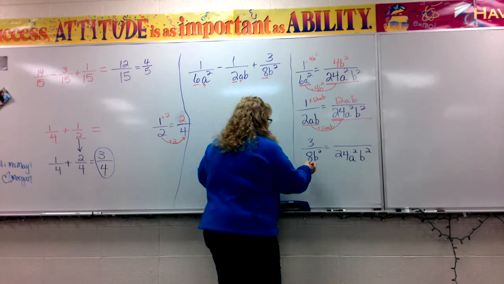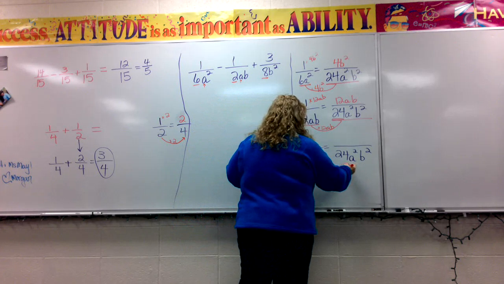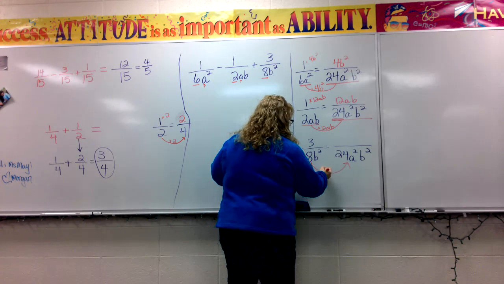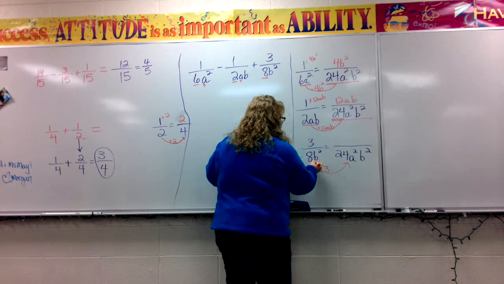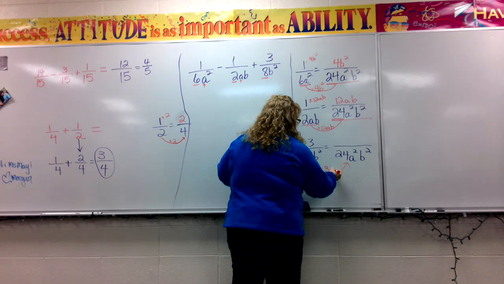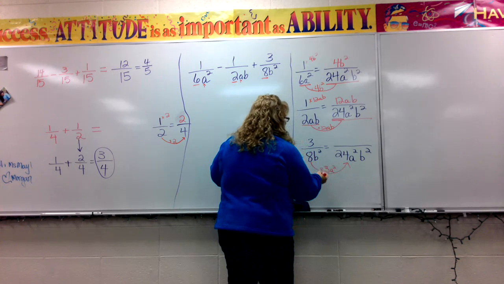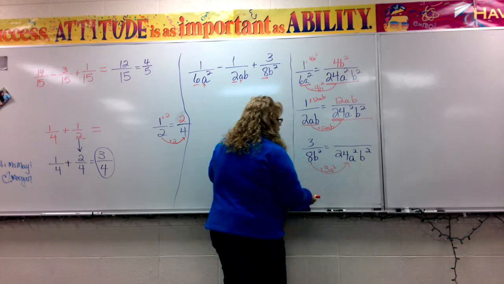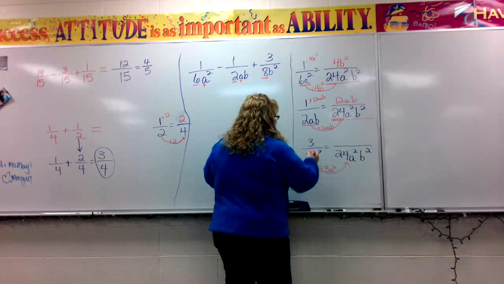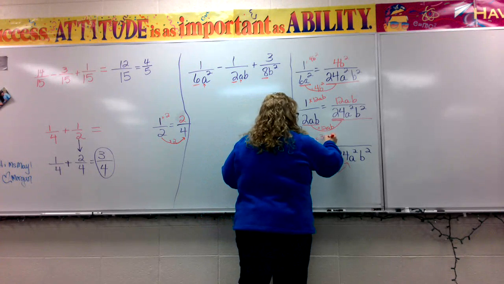Now the last one. 8 times what is 24? I have no A's, but I need 2 of them. I have 2 B's. That's it, right? 2 B's and I need, so I'm going to multiply by 3A squared.